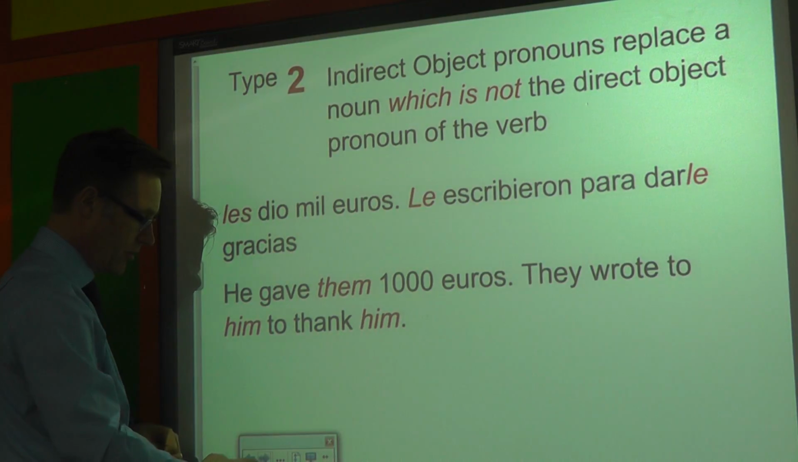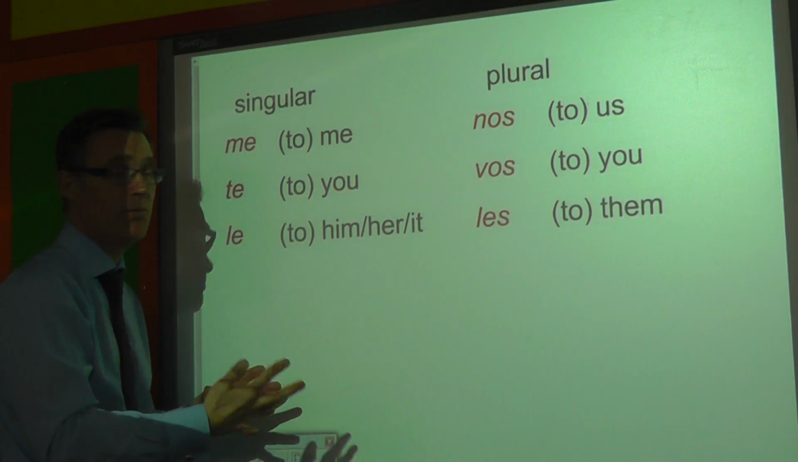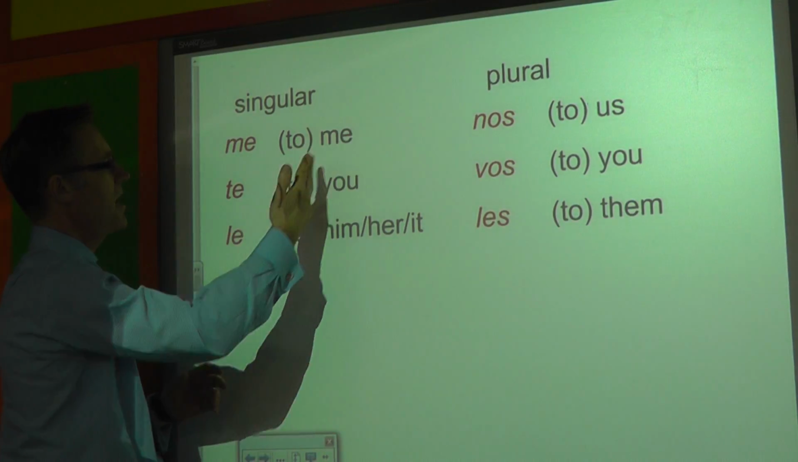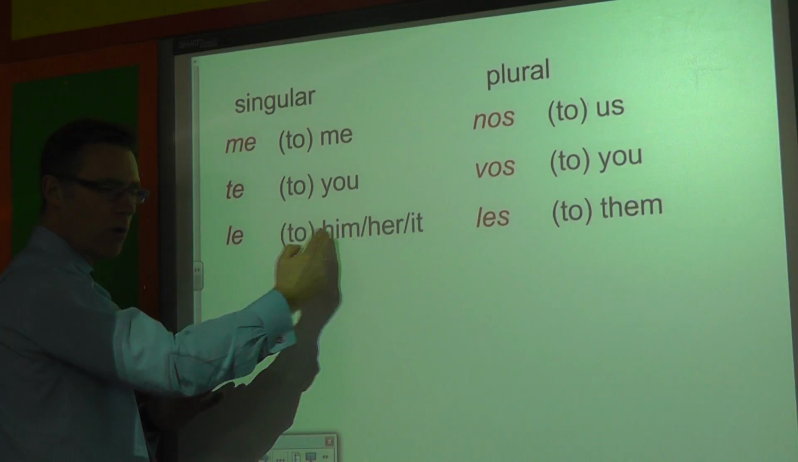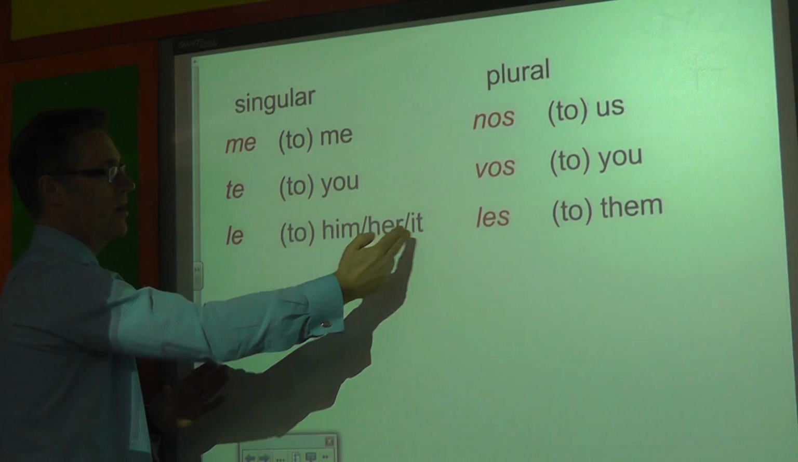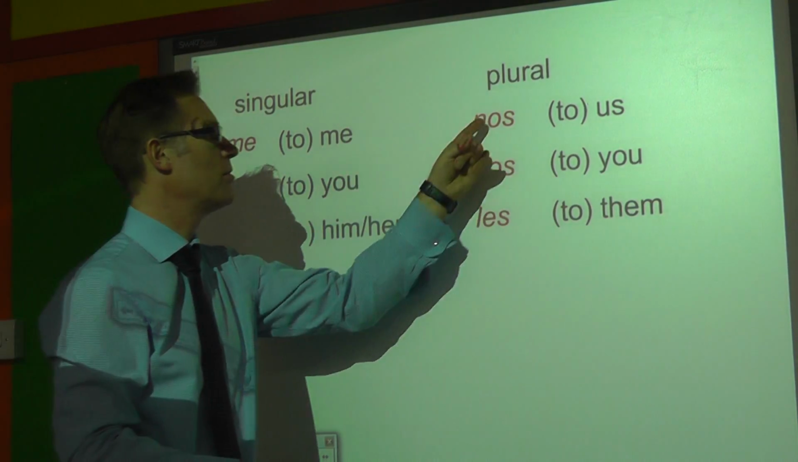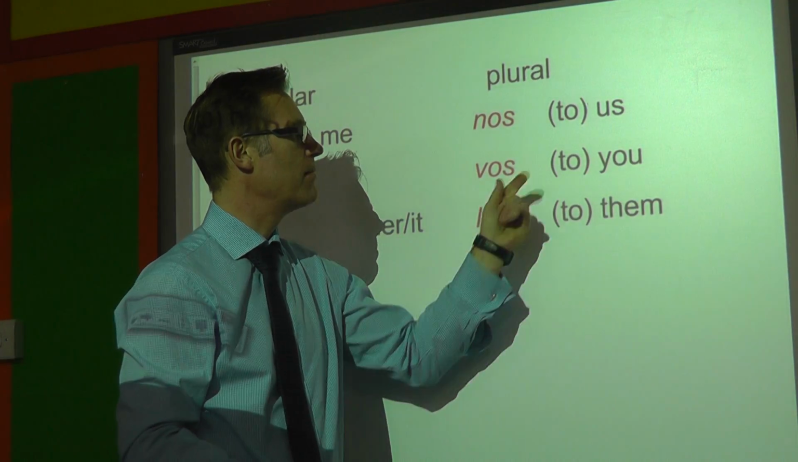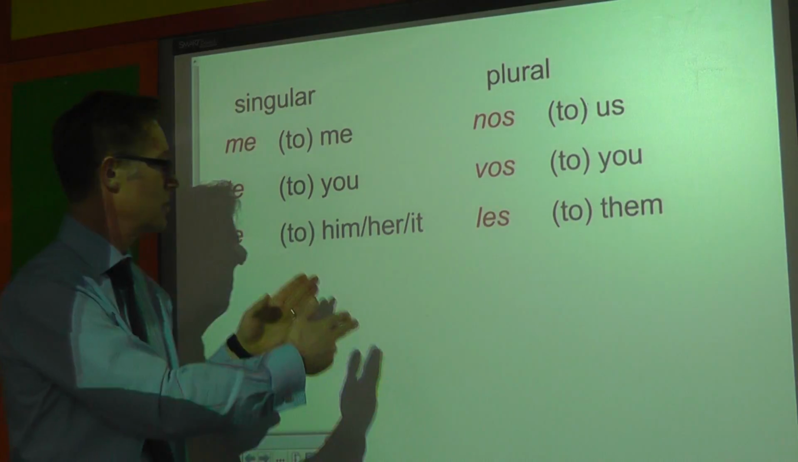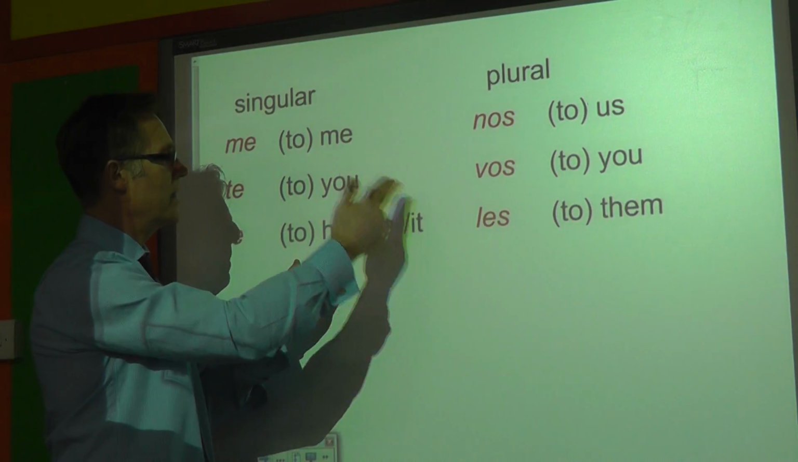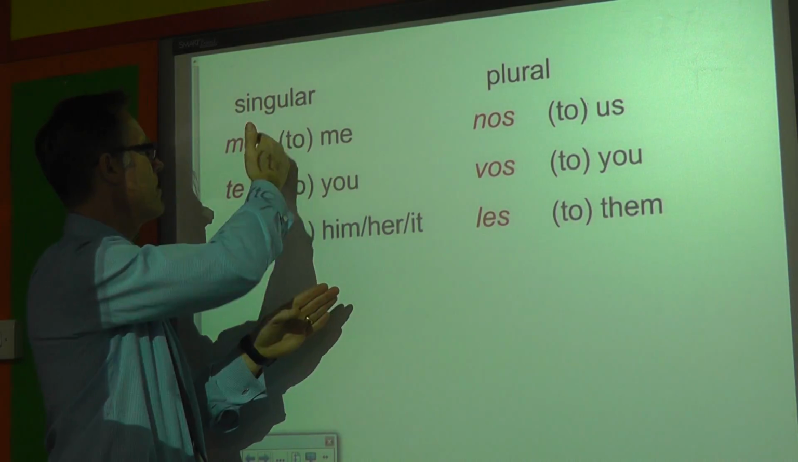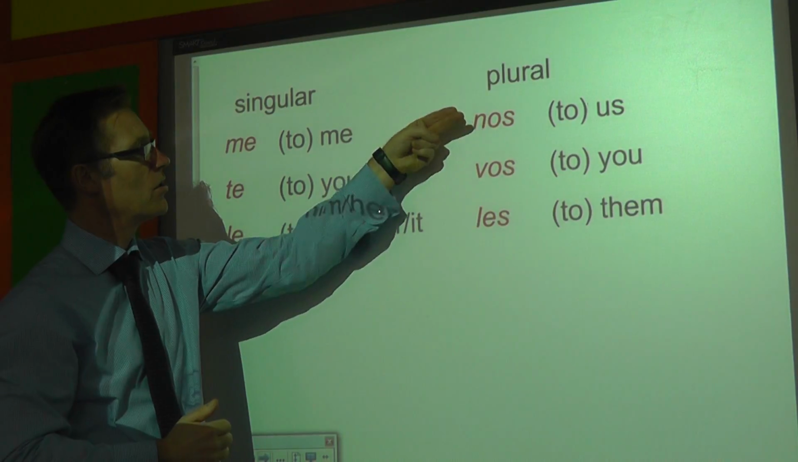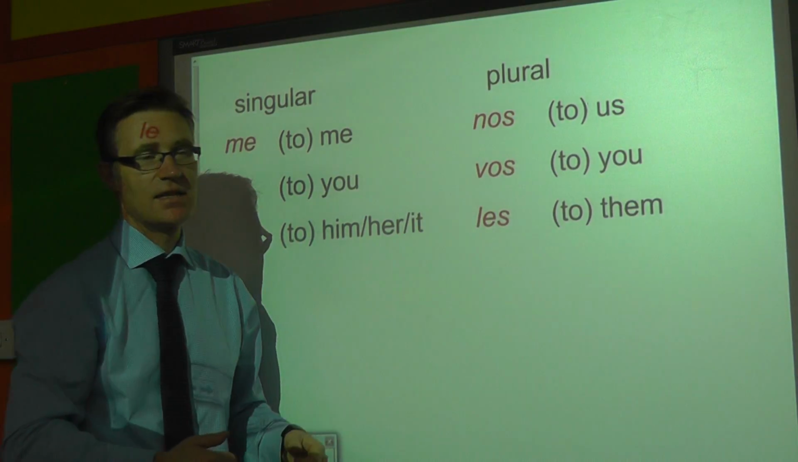So, let's have a look at the paradigm, the pattern that we've got. In the singular, you've got me, te, and le. So just one form this time: him, her, and it. And in the plural, nos, vos, les. So we've got to me, to you, to him, to her, to it, to us, to you, to them. Me, te, le, nos, vos, and les.